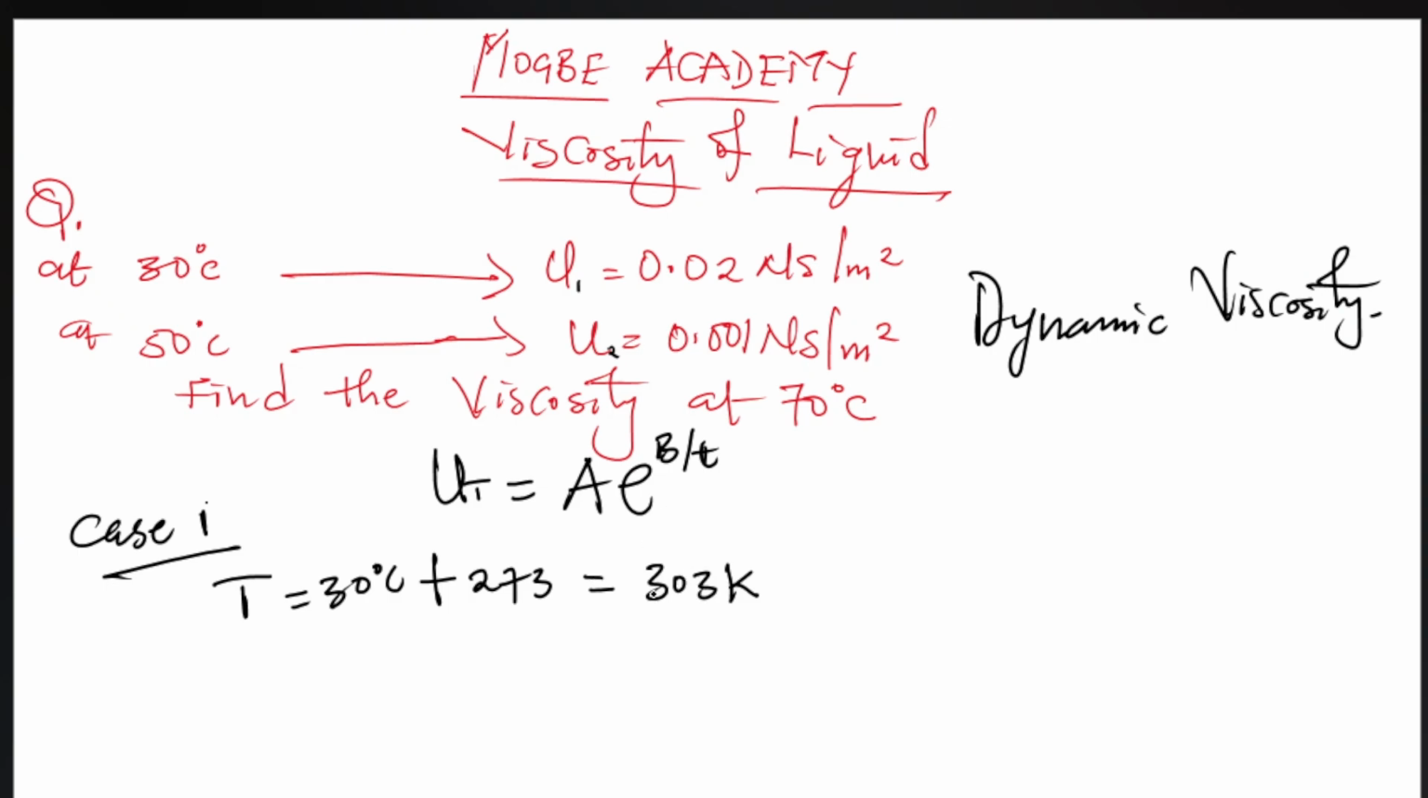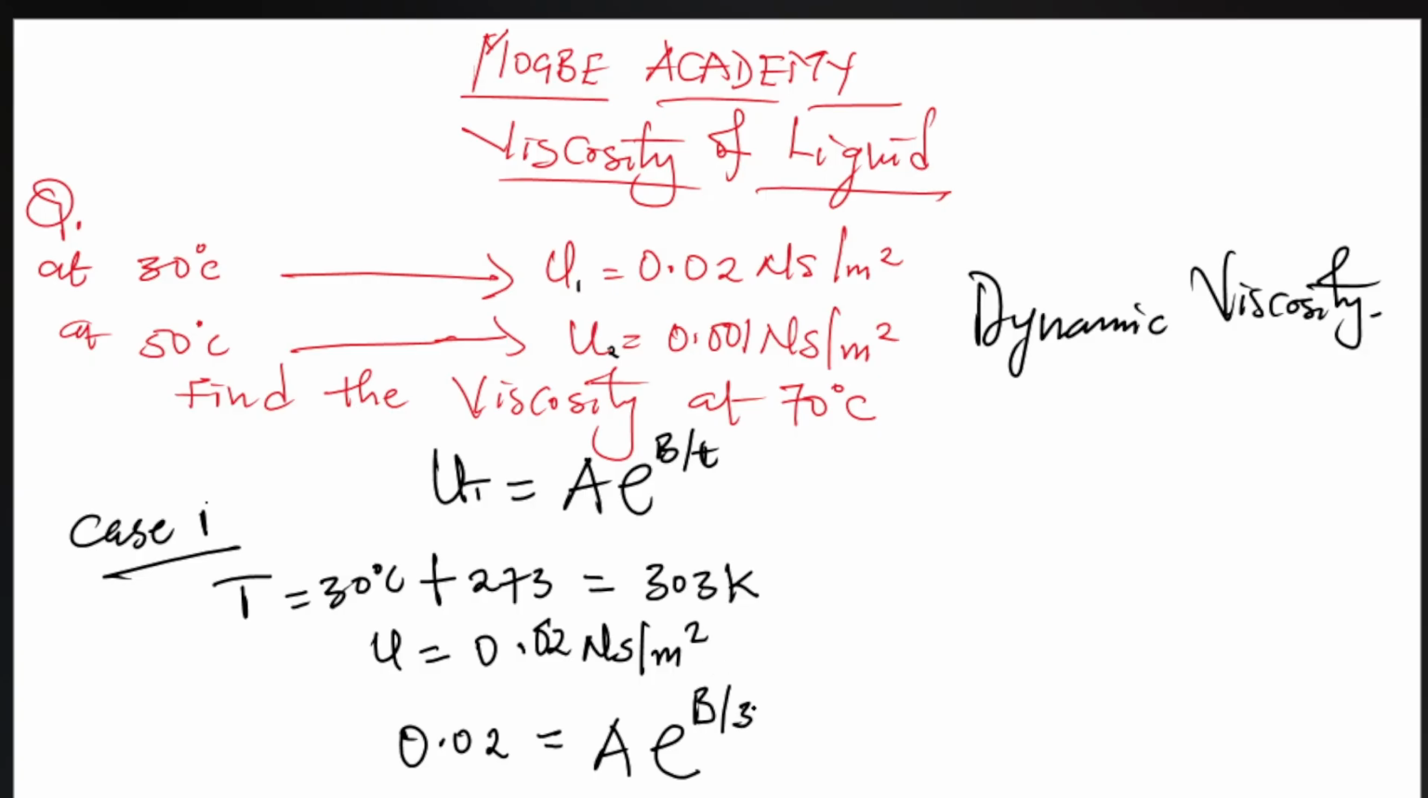Now for case 1, our U is equal to 0.02 Newton seconds per meter square. So what will be your new equation for case 1? Your new equation replicates what we have here with these values. We have U equal to 0.02, and this is equal to A, a constant, exponential B, also a constant, divided by the temperature, which is 303 Kelvin. We can call this equation 1, because we have two unknowns that we need to calculate.